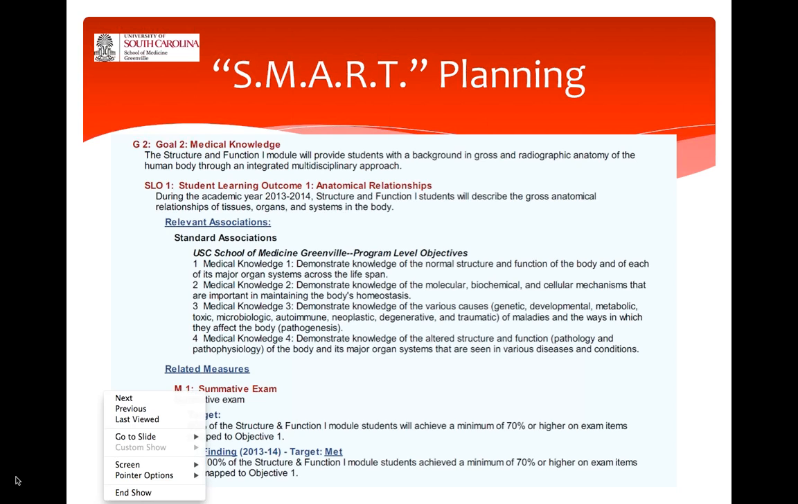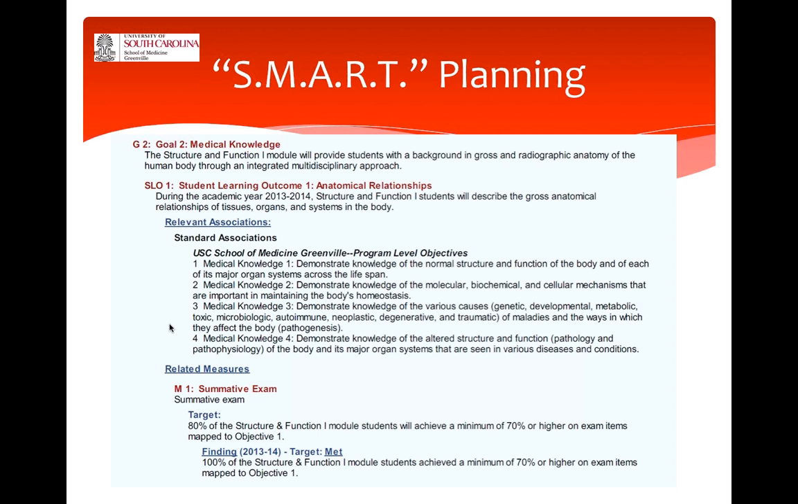So this is just a general overview of how that looks once it's built out into the system in a tiered structure. And this is where the relevance really comes into play with how we build our curriculum and our assessment process. You can see the goal of medical knowledge maps down to the student learning outcome. And below that, you can see how that student learning outcome relates and applies to our overall program level objectives, which are the driving factors in our curriculum.